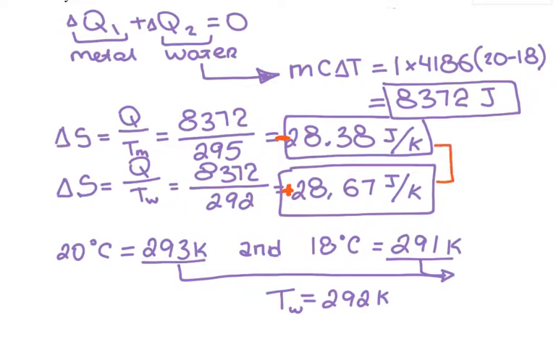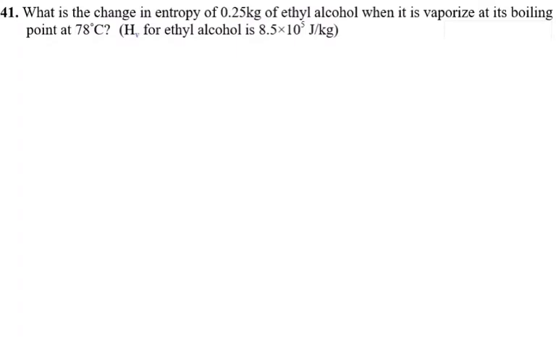So the change of the entropy of the universe is the difference between these two, and the difference between them is 0.29 joules per Kelvin. And again, you see that the entropy of the universe increases by this much. I have a 30-minute limit per video, so I have another few minutes before I have to stop the video, so I can solve one more question.